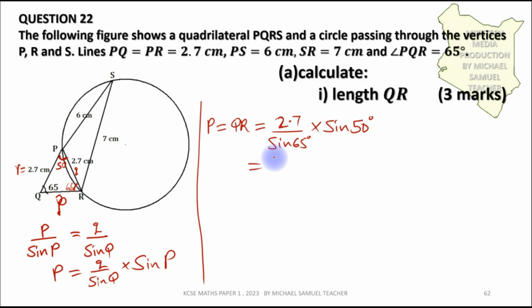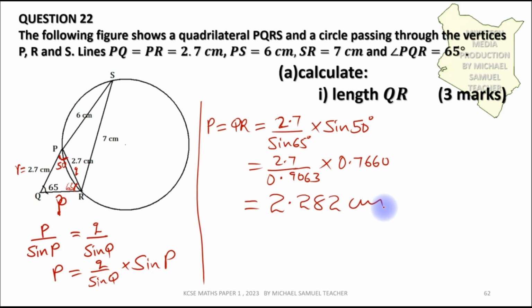So this will be 2.7 times sine 65. Using a calculator, you get 0.9063. Then times sine 50, using a calculator, is 0.7660. Therefore, using a calculator, you get 2.282 centimeters. Going to one decimal place will be 2.3, and that is the length of QR.